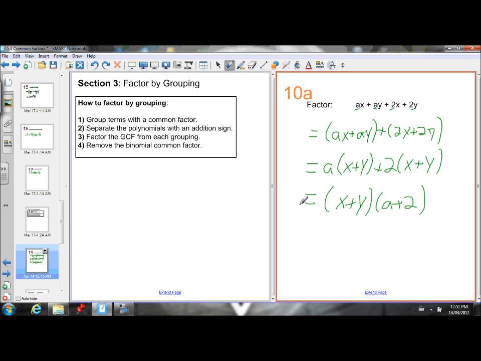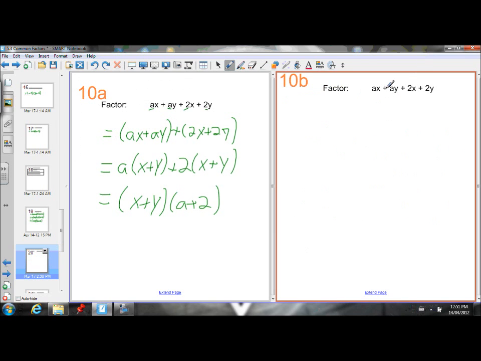Now, at this point you might say, hey, why didn't we group the ax and the 2x together? Those both have x's. And the ay and the 2y together, those both have y's. Let's try that and see if we get to the same answer. So we're going to group the ax and the 2x together, so ax plus 2x. And we're also going to group the ay and the 2y together. And remember, separate them with an addition sign. That's an important step.